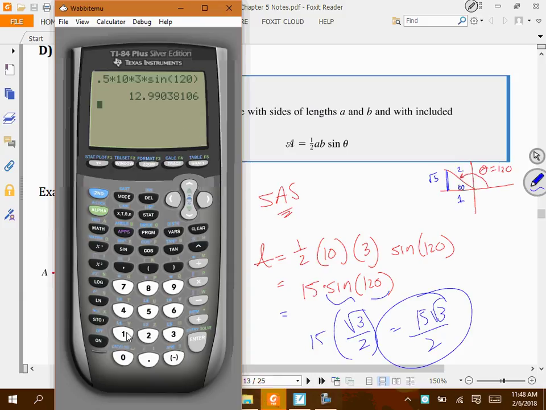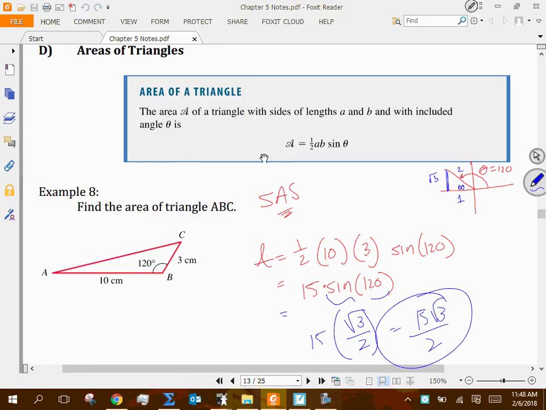But that should be the exact same thing as 15 root 3 divided by 2. And I don't need any parentheses here. My order of operations says do that multiplication first, evaluate that, and then divide that by 2. It should give me the same 12.99 number. So that there is the exact answer. One of these I would actually have to round to a particular decimal, no longer making it exact. So that's another formula for area of a triangle.